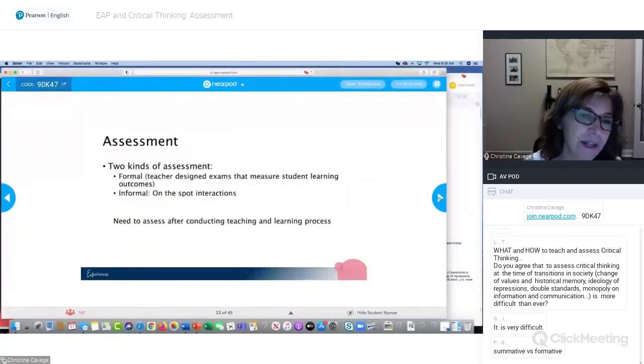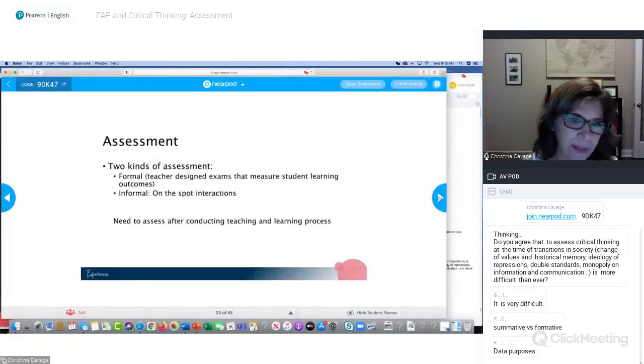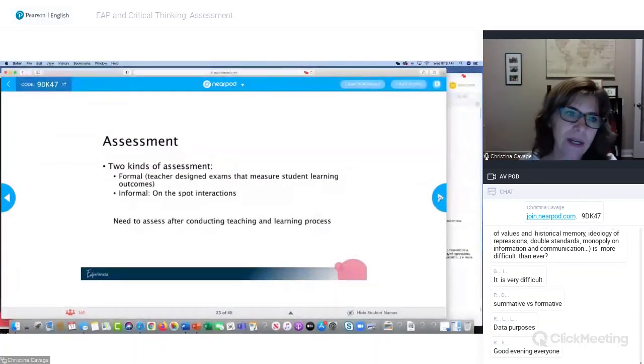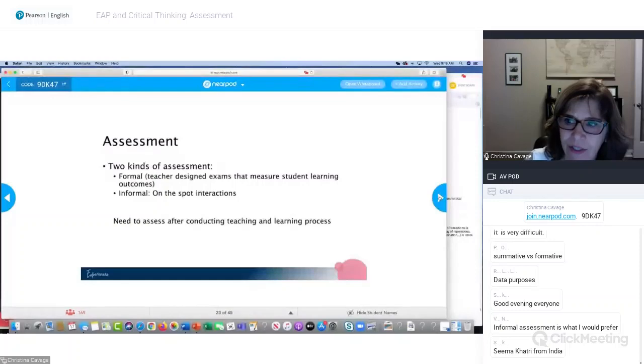But just as important, if not more important, when we think about critical thinking, we think about those informal assessments, those on the spot interactions. Okay, so when we think about measuring critical thinking, there needs to be a true balance between that informal and formal. Okay, and once again, it's about that process for critical thinking. So we need to assess after conducting teaching and learning process. So we constantly need to formulate questions on the spot that can show us a student's understanding, not just of the language, but perhaps of that process as well.